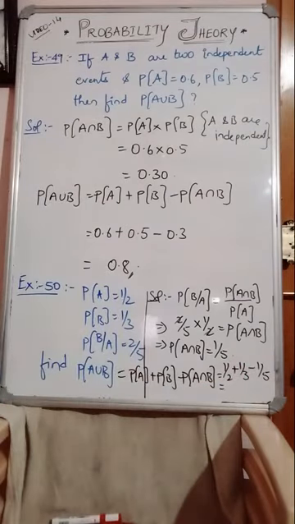LCM 30, it will become... sorry, the denominator part. Then 2 15 times 15, plus 3 10 times, so 10 into 1 is 10, so 15 plus 10 is 25, 25 minus 6 is 19, so 19 by 30 is the answer for example number 50. Are you clear, guys?